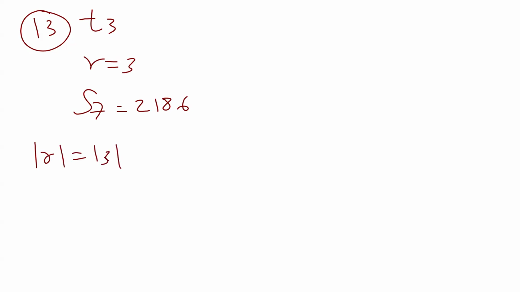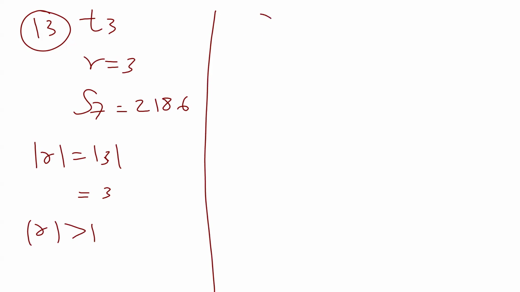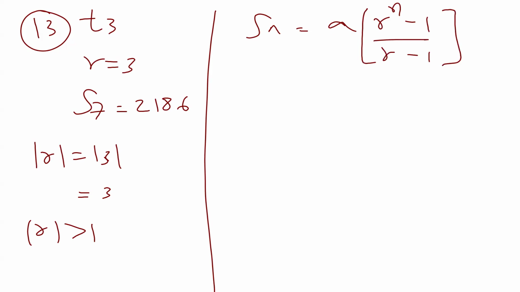Okay. And what else is given? Common ratio is 3. R is equal to 3. S7 is equal to 2186. Now modulus of R is modulus of 3, which is 3. Modulus of R greater than 1. So Sn is equal to A into R raised to n minus 1 upon R minus 1. Put n equal to 7.